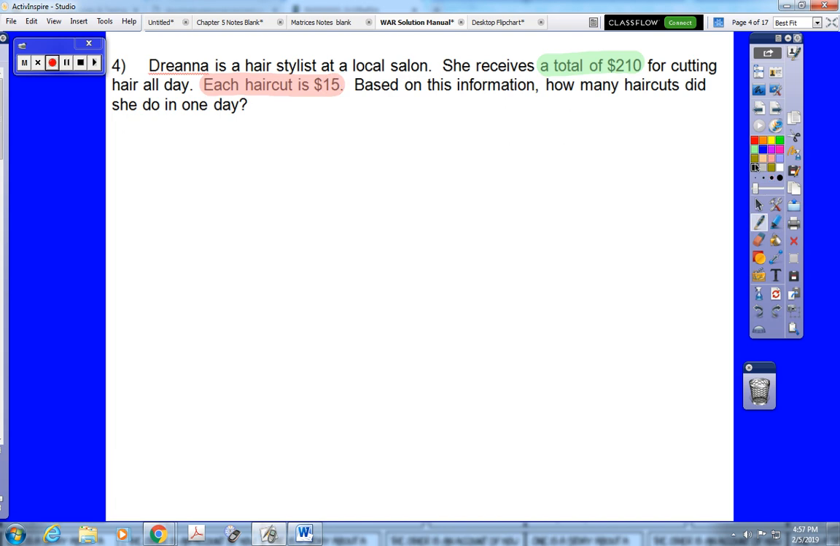Now you might be thinking, well, that's easy. I just divide. Well, you're right. But they're hoping that you're going to realize that 15 is a slope and that 210 is a y value. Obviously, she doesn't get any money just for showing up, so b is equal to 0. So they're expecting you to realize that this is an equation in the form y equals mx. Now, if you don't realize that, you just divide, you're still going to get the right answer.